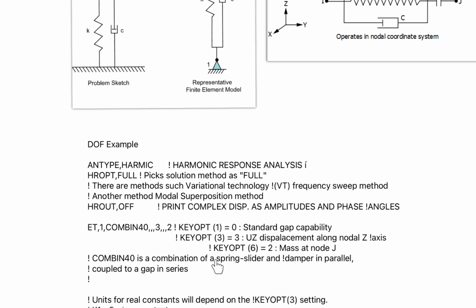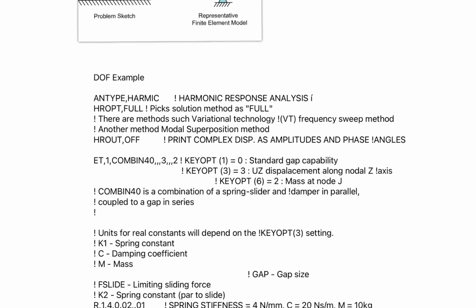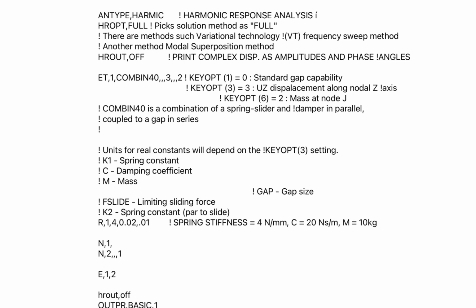Then I'm telling ANSYS mass is only situated at one particular node, not distributed at the two nodes. Some basic things. Then in this particular line, what I'm trying to convey is the real constants, as they say in ANSYS nomenclature. We are defining the properties for the spring elements: the stiffness, the damping value, as well as the mass. Then we are creating two nodes using these two commands. Then we are defining an element.